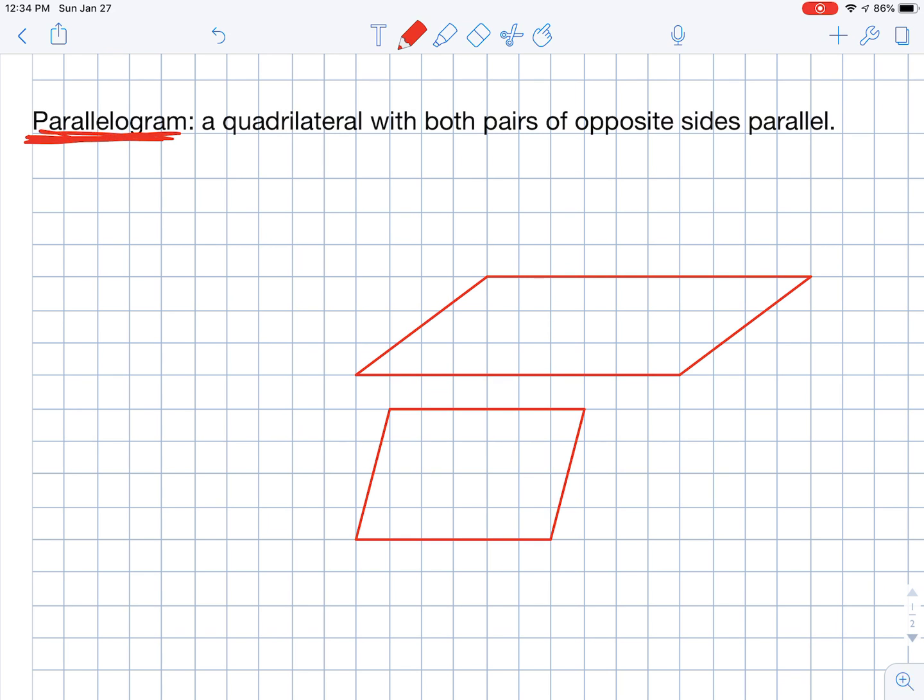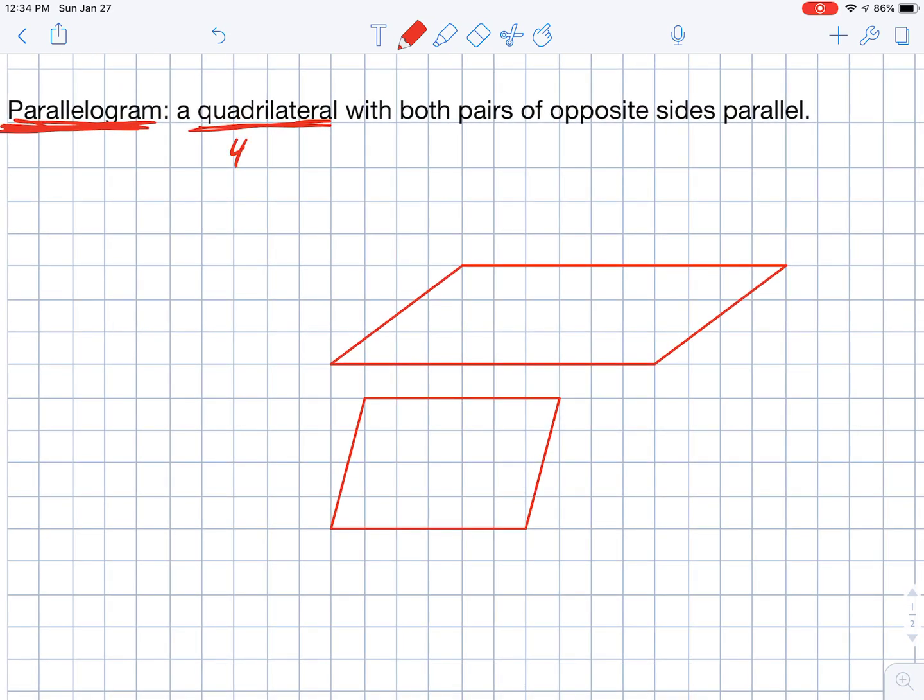So a parallelogram, by definition, is just a quadrilateral. Quadrilateral just means any figure with four sides. A parallelogram is a quadrilateral where both pairs of opposite sides are parallel. So simply put, it just means it's got parallel sides. Both pairs are parallel.